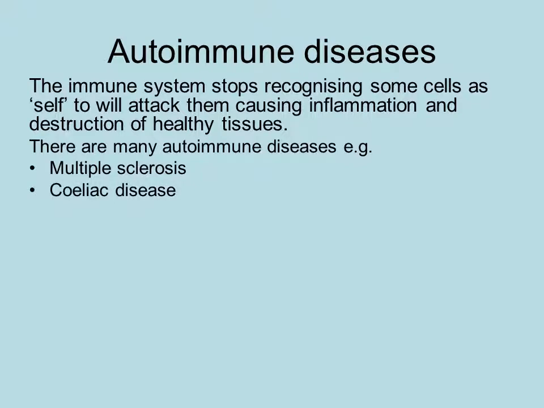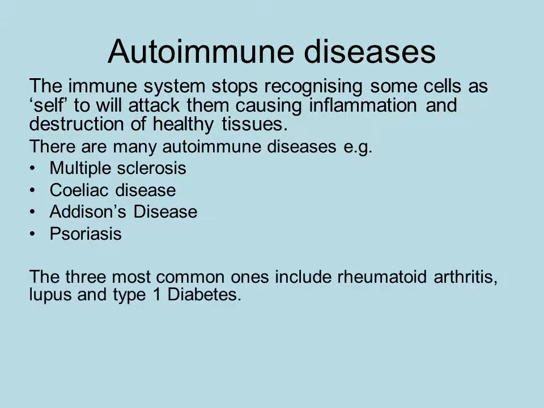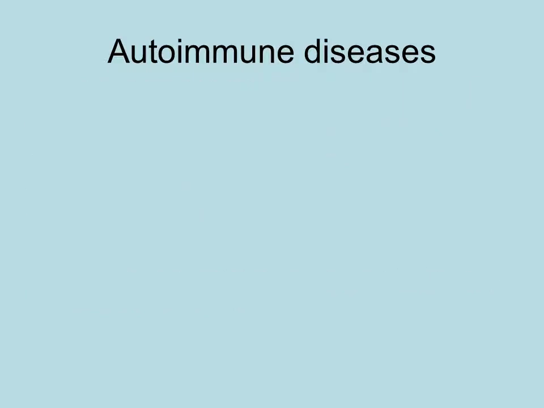Celiac disease, which is with the intestine, becomes intolerant to proteins like gluten. Addison's disease, which affects the adrenal glands. Psoriasis, which is a type of skin disease. And the three most common ones are rheumatoid arthritis, lupus, and type 1 diabetes. Let's quickly go through each of these.